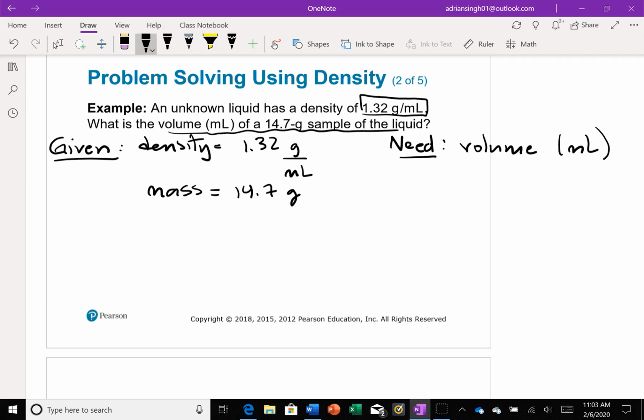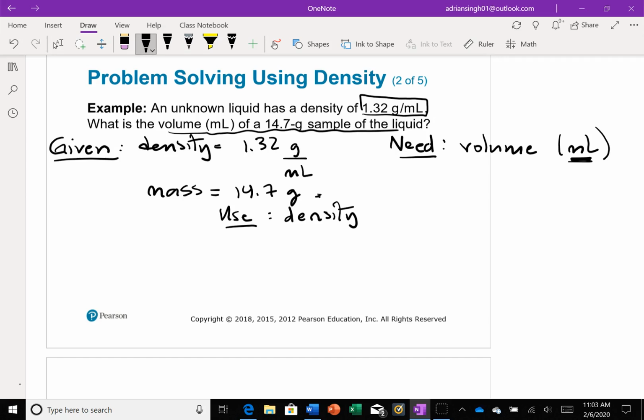So before we set it up, what are we going to use, right? What actually relates what we need to what we're given? And that is density. Density relates mils to grams.